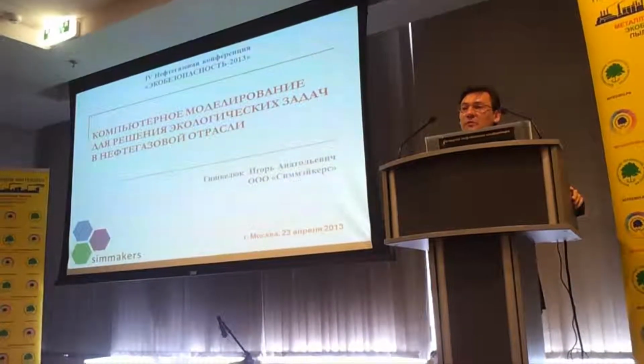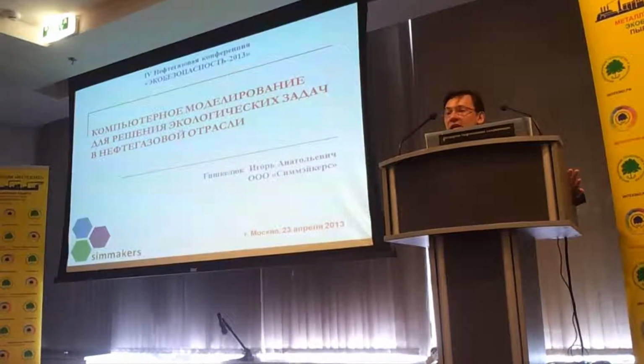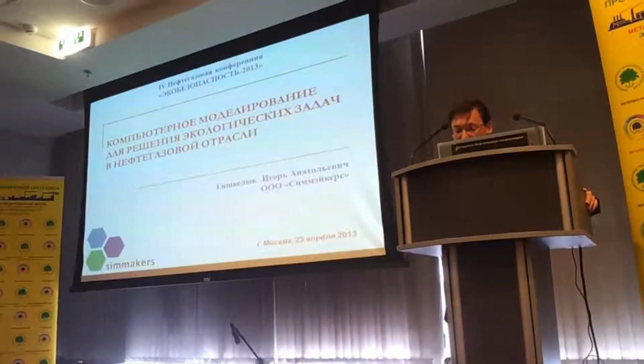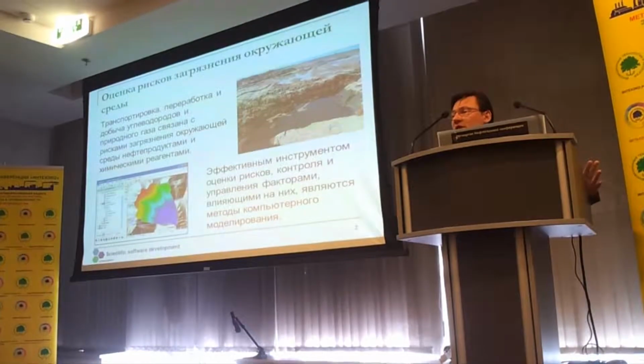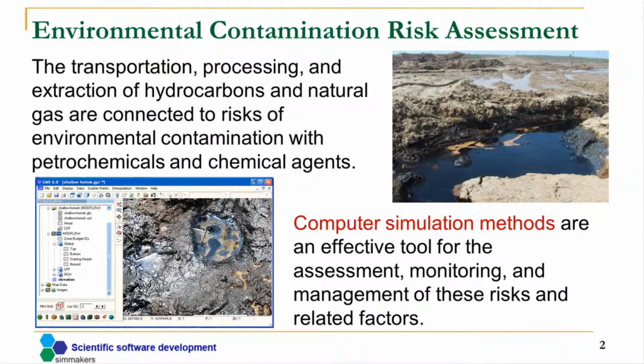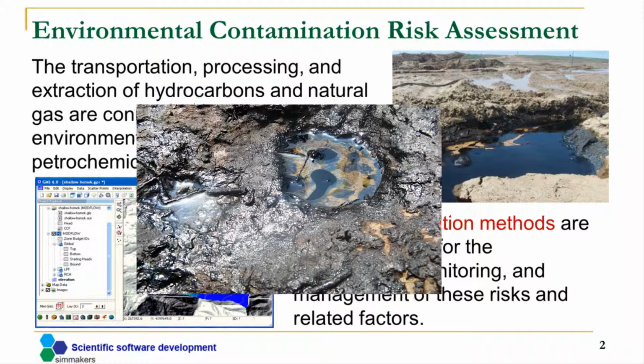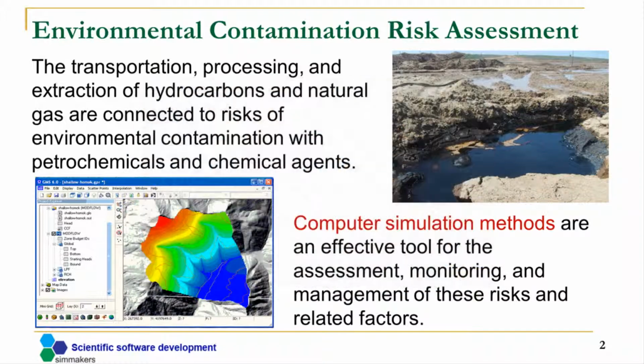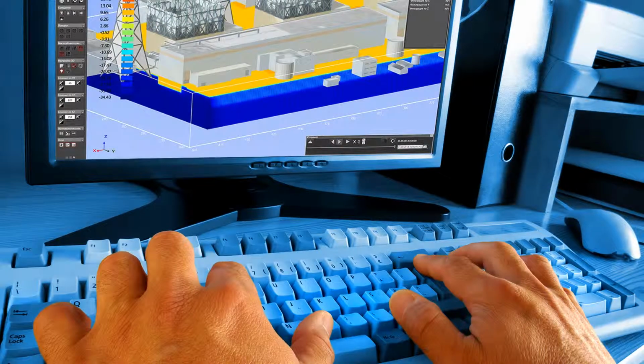In my presentation today, I would like to address the use of computer simulation for solving environmental problems in the oil and gas industry. It is commonly known that during the transportation, processing, and extraction of hydrocarbons, there is a risk of environmental contamination with petrochemicals. Of course, it is very important to assess these risks. Computer simulation gives us an effective tool to assess, monitor, and manage these risks.